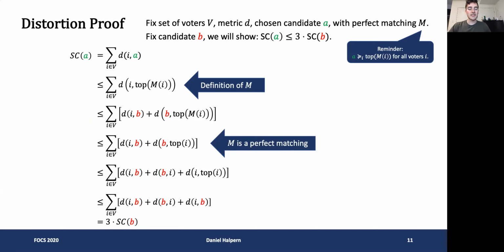And note that the reason this proof is so simple is because most of the complexity is hidden within the proof of the ranking matching lemma. So once we have the existence of this matching, we can use it in a really easy way to prove this distortion.